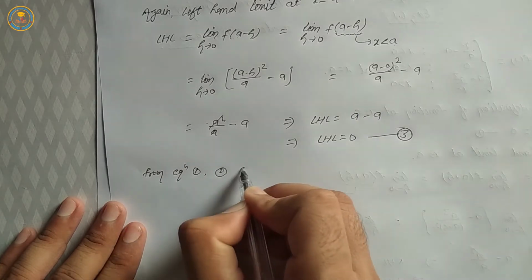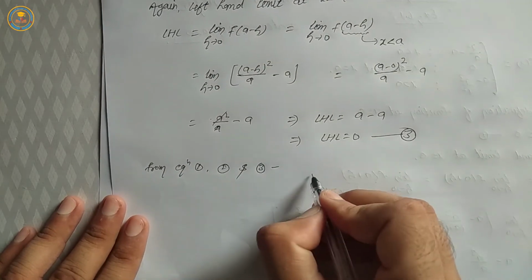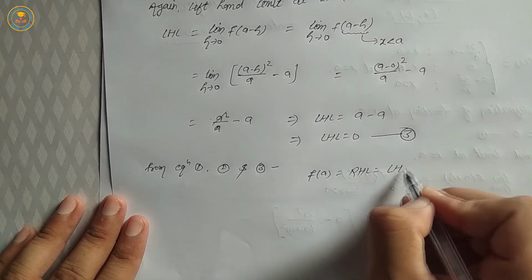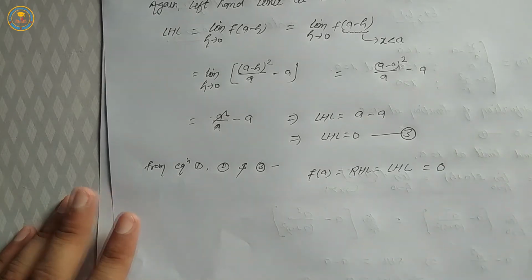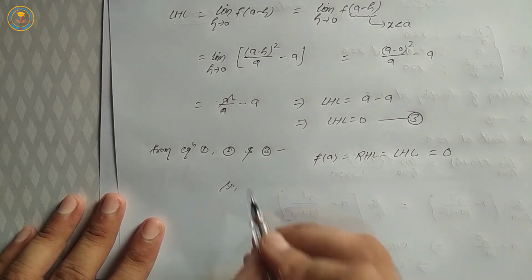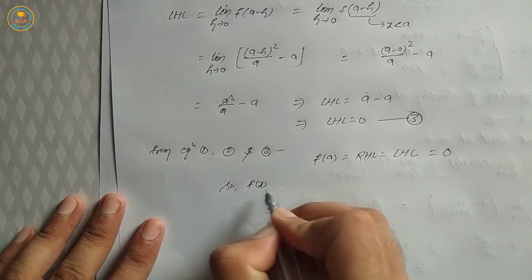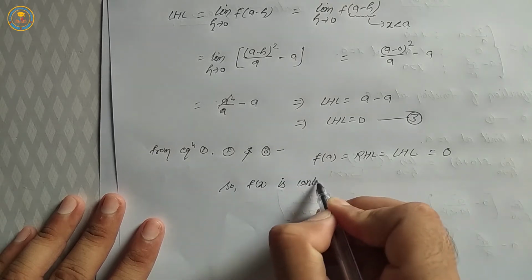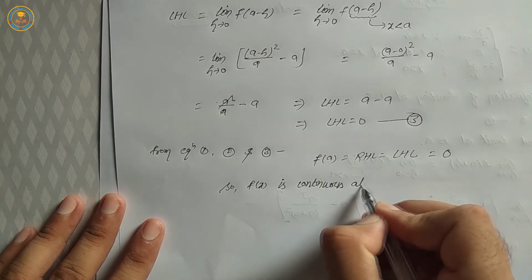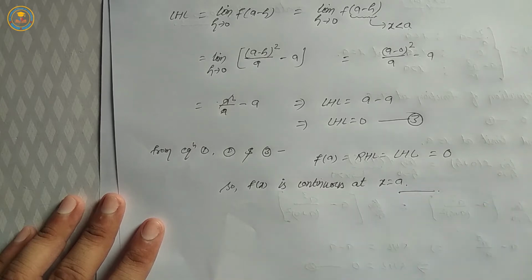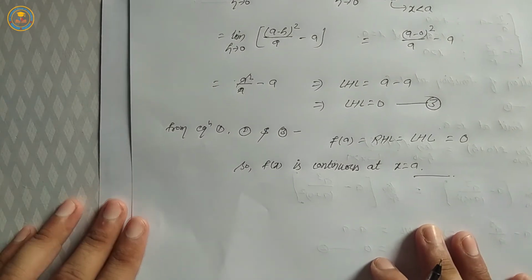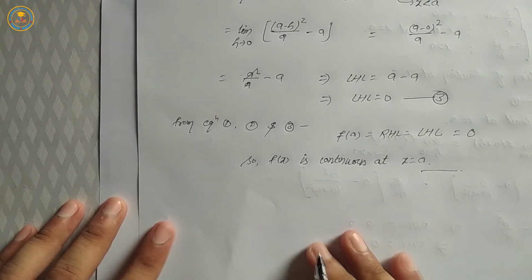From equation first, second and third, f(a), RHL, LHL is equal to 0. So f(x) is continuous at x is equal to a. Okay. Question number G complete. Next question. Question number 2.